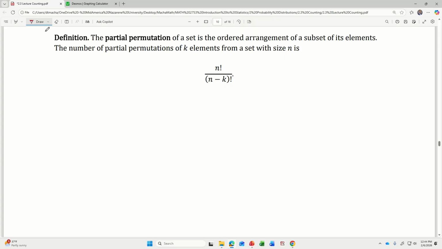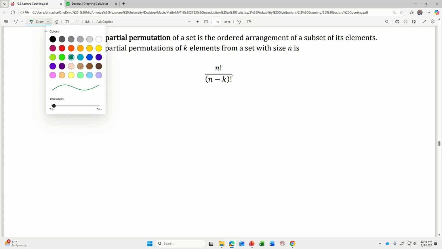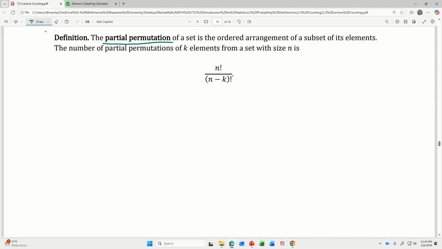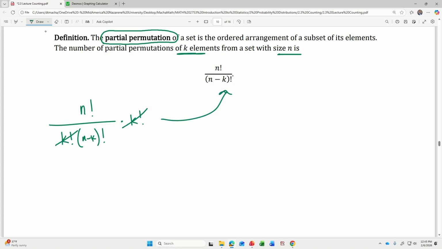Like I said, this type of question is called a partial permutation. A partial permutation is the ordered arrangement of a subset of its elements. So where we had a subset of 3 elements from a set of 7 elements, it ended up being this, because some of the factorials cancel out, right? If I have a situation like this, this is the binomial coefficient, but we're also multiplying by the k factorials. The k factorials cancel, and then you get that formula.